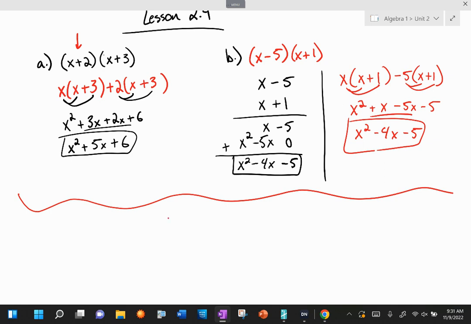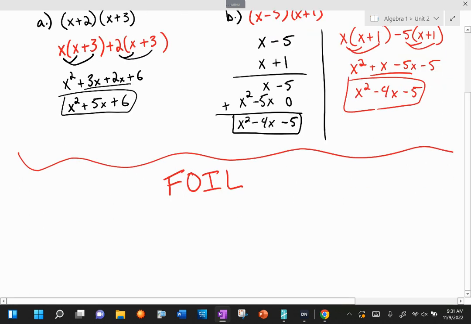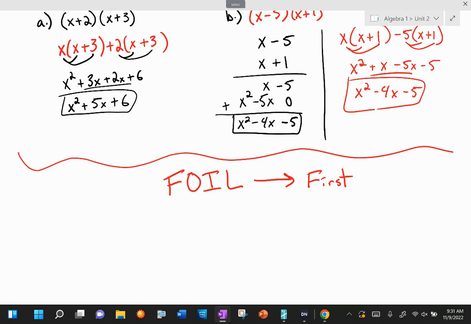So, FOIL method. FOIL, just in case you're unclear, is spelled FOIL. Okay, it stands for first, outside.